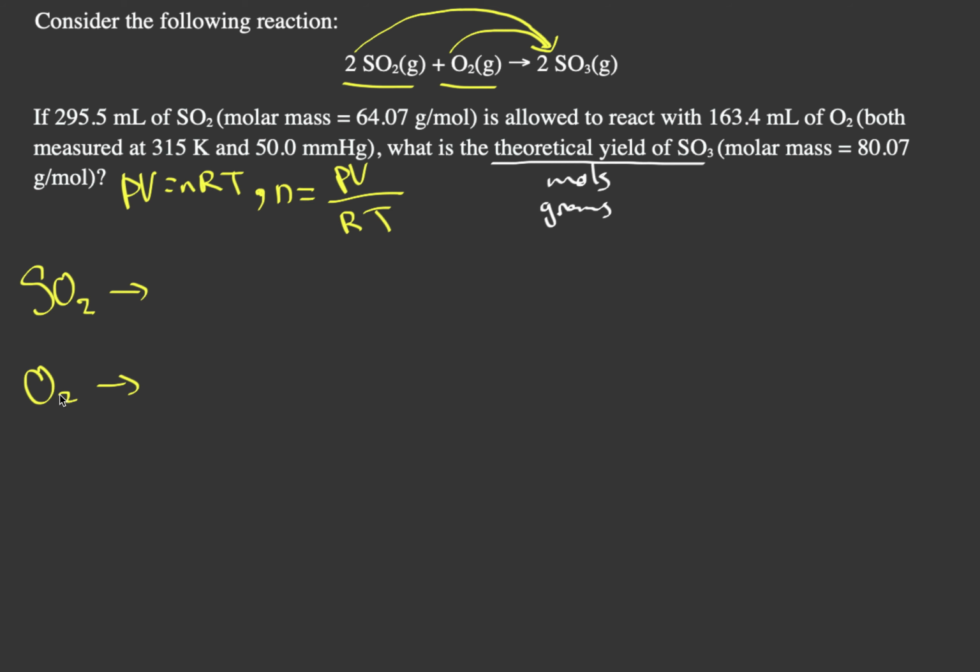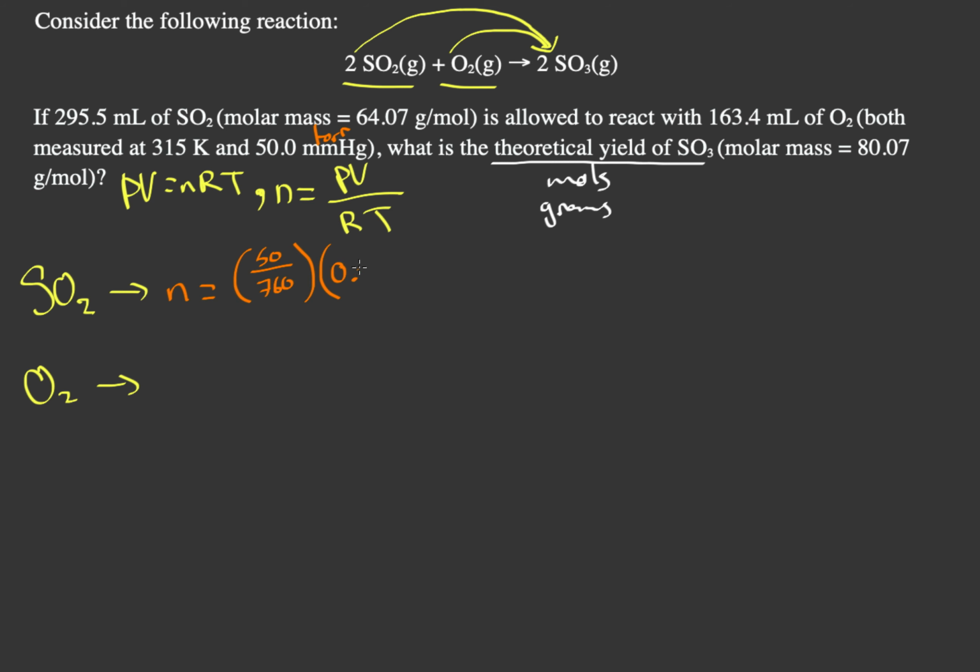So we have n is equal to, then we have our pressure is 50 millimeters of mercury. This is the same thing as torr, and we can just convert this back to atmospheric pressure by dividing by 760 millimeters of mercury. So we say pressure, which is 50 millimeters of mercury over 760 millimeters of mercury. And this gives us our amount in atmospheric pressure. And then we have our volume, which is 295.5 milliliters. So if we divide by 1,000, it gives us in liters.